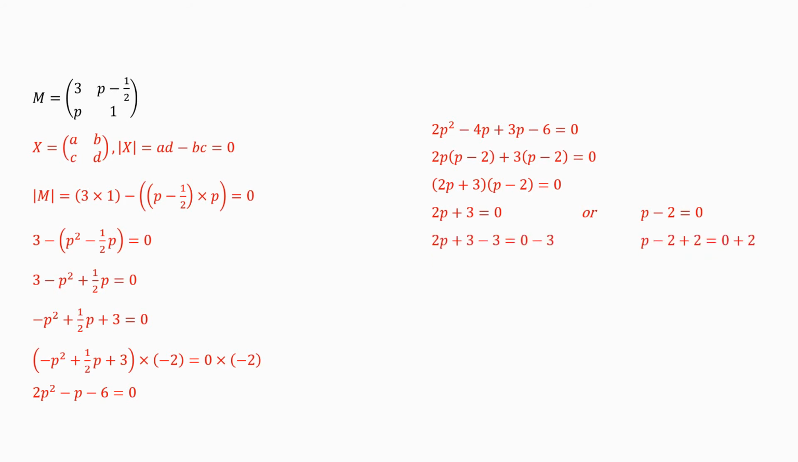So 2p plus 3 minus 3 is equals to 0 minus 3, and p minus 2 plus 2 is equals to 0 plus 2. So 2p is equals to negative 3, or p is equals to 2. We simplify the 2p to find the value of p. So p is equals to negative a half, or p is equals to 2.